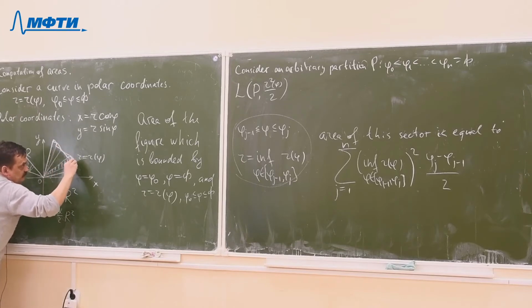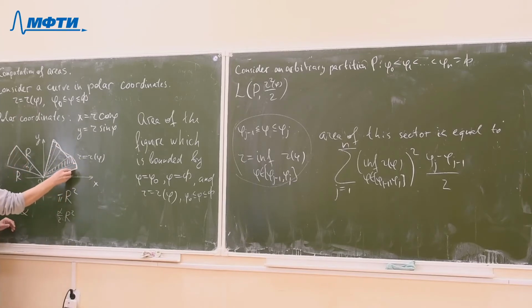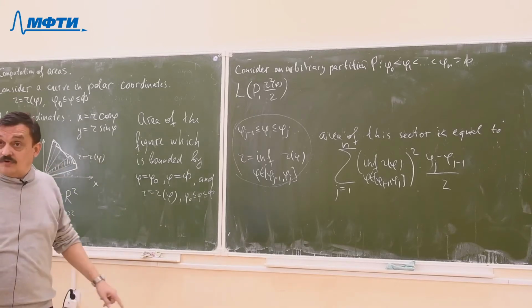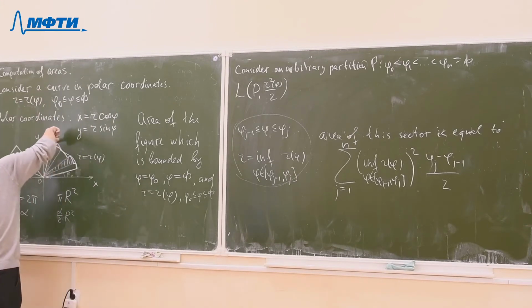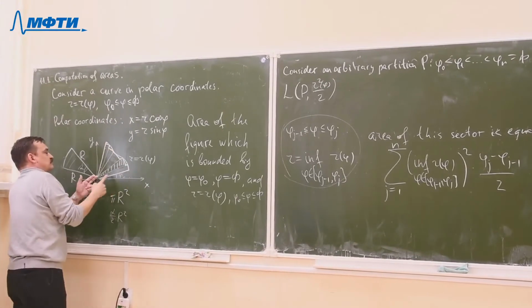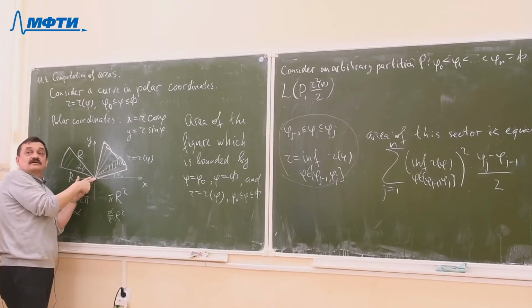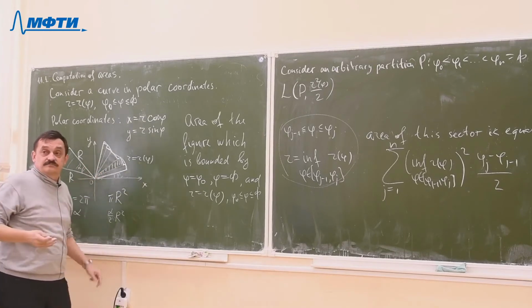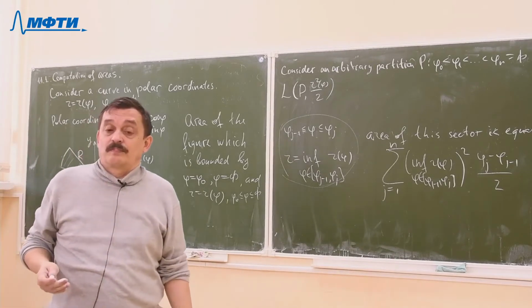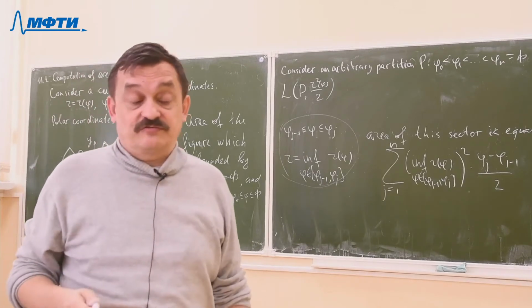here, this area, right? And all those lines are arcs of a circle with center at the origin. All the others are rays, paths of rays.